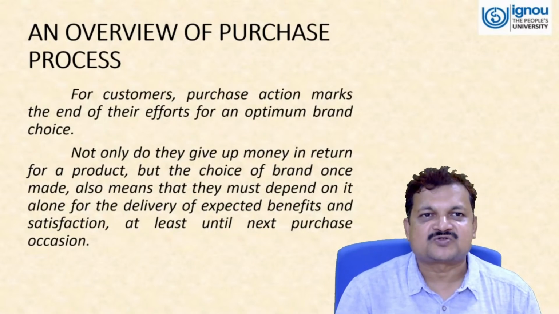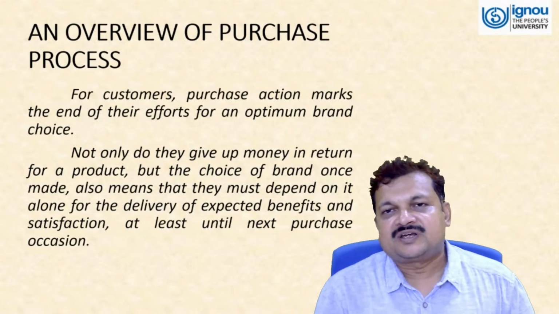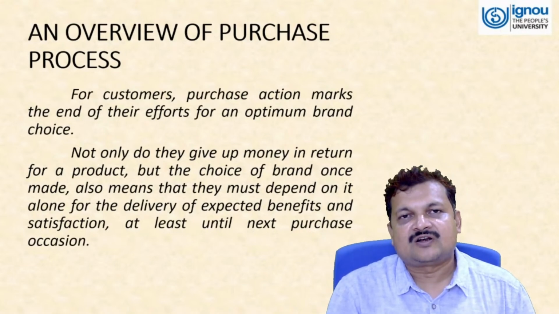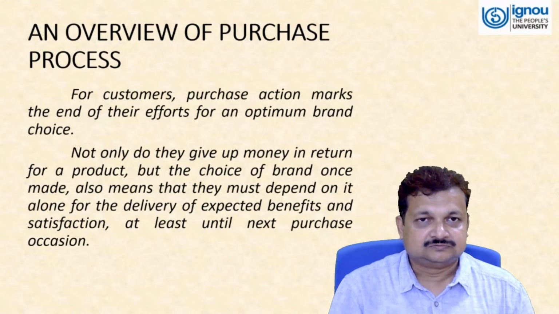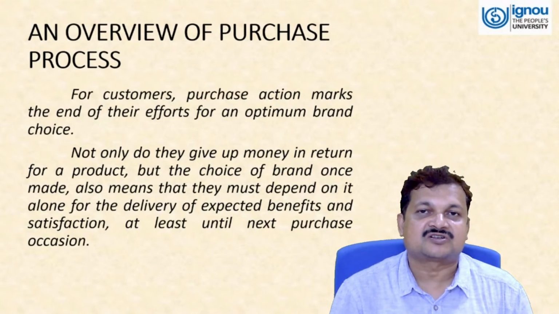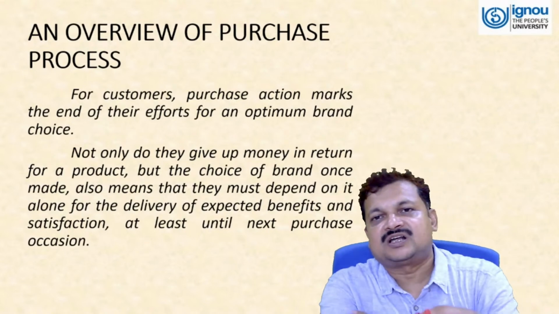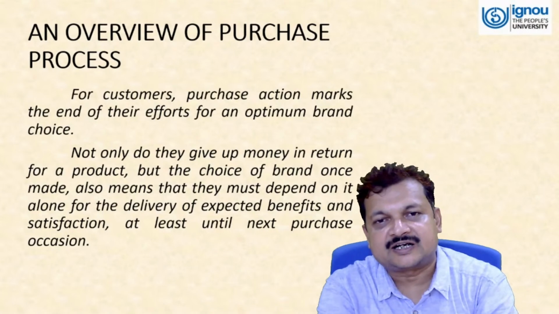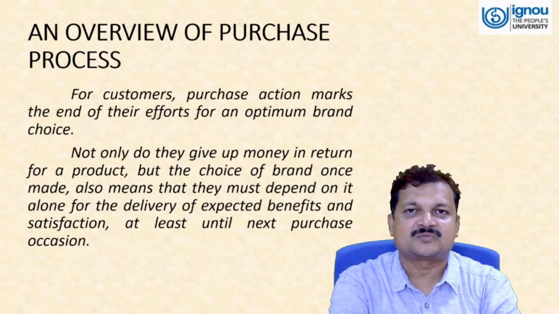An overview of the purchase process. So how does the purchase process take place for customers? Purchase action marks the end of their efforts for an optimum brand choice. When we start with need recognition, we have a lot of brands available in the market. Then we go for the pre-purchase search. Whatever brands are available in our memory, we also search from external sources to find more brands of the product. Immediately after that, we evaluate by maintaining different kinds of criteria, which I discussed in the previous class: extensive problem solving, limited problem solving, and routinized response behavior.